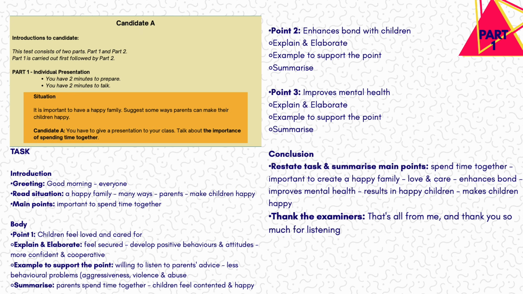As what I have pointed out before this, spending time together is highlighted here. To elaborate further for your individual discussion, you should present a maximum of 3 points. The points include point 1, children feel loved and cared for. Point 2, enhancing bonds with children. Point 3, improving the mental health. The conclusion restates that spending time together creates a happy family and results in happy children. This is how you may outline your task using the writing sheets provided for you.